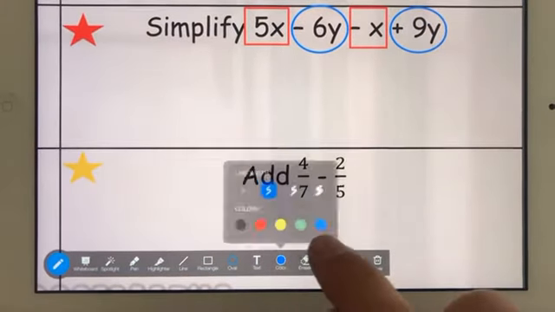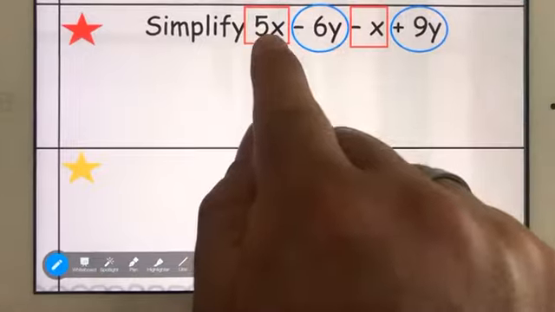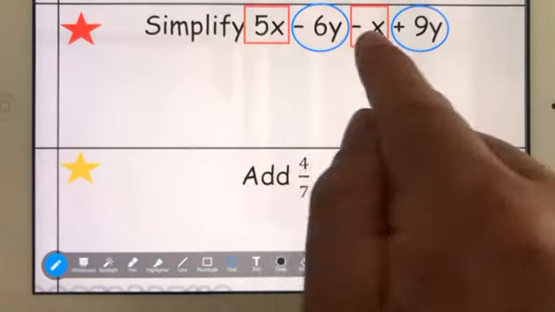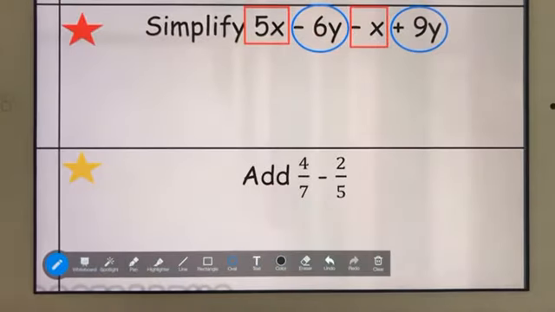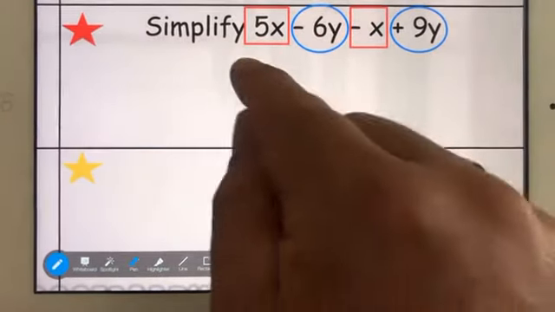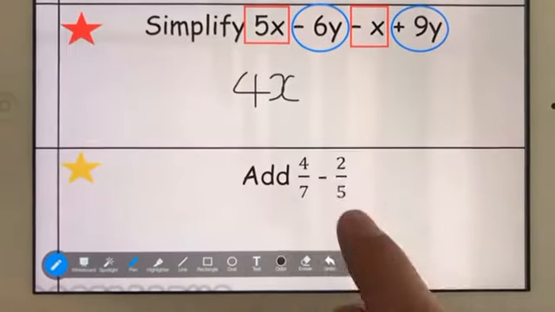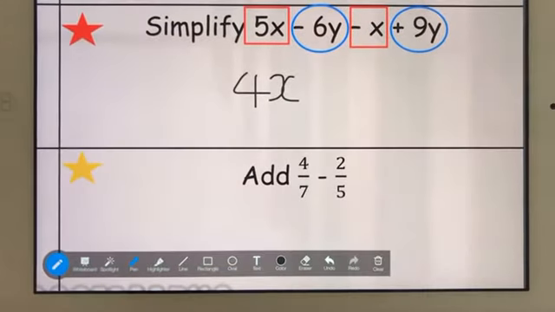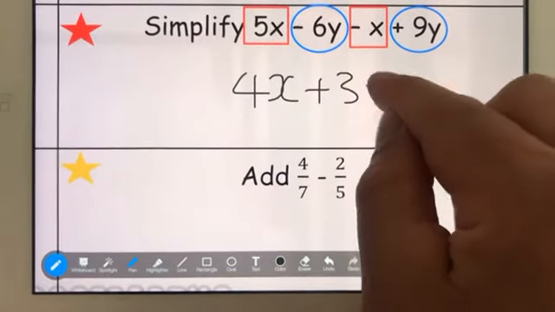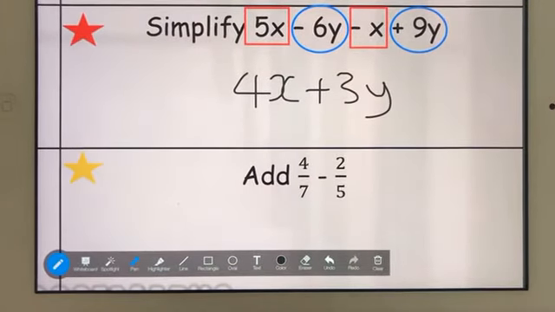So, once we're there, I've got 5x take away 1x. Remember, these red boxes mean you can only do maths with the stuff inside the red boxes. 5x take away 1x leaves me with 4x. Minus 6y plus 9y is the same as doing 9 take away 6, which gives you plus 3y. So my answer is 4x plus 3y for 1 point.